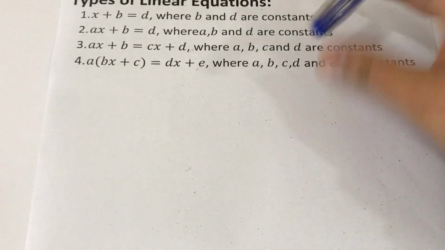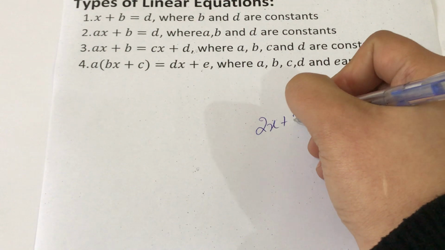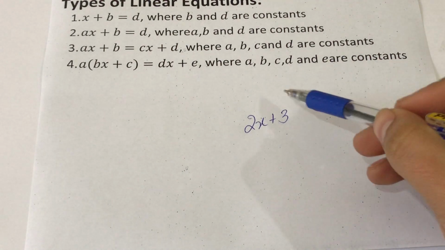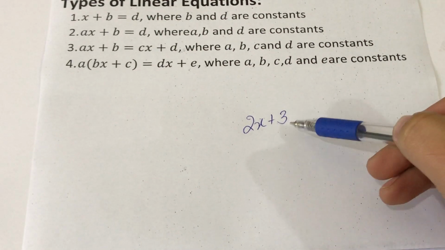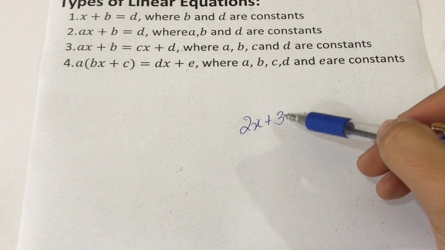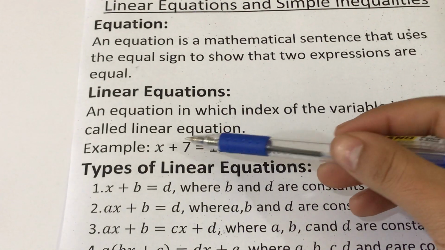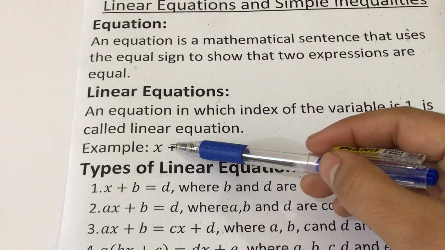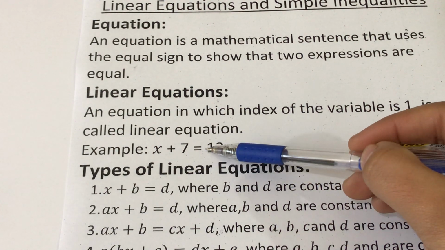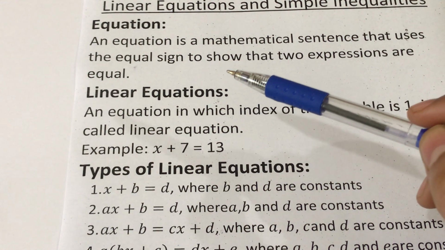For example, 2x plus 3. Here we have an operation symbol, right? Here we have an algebraic term. Here we have a constant. But we have no equal sign. So this is an algebraic expression, right? And x plus 7 is equal to 13. In this you can see we have an algebraic term, we have constants, but we have an equal sign too. So this is an algebraic equation, right?